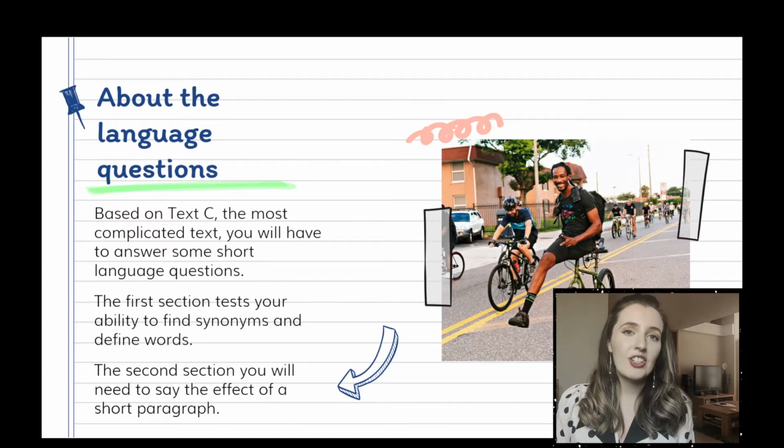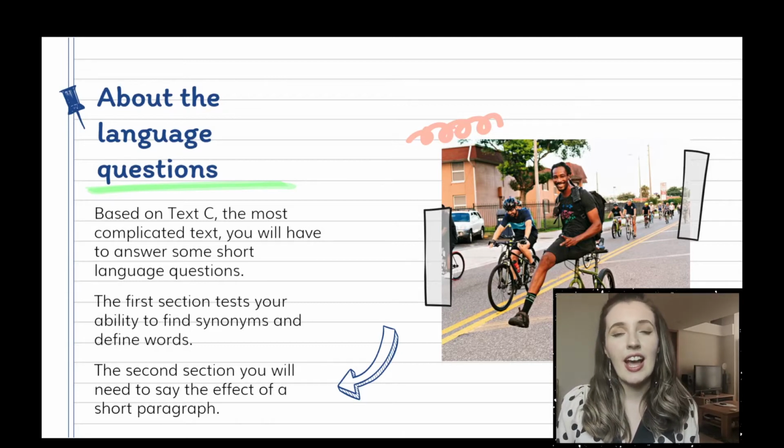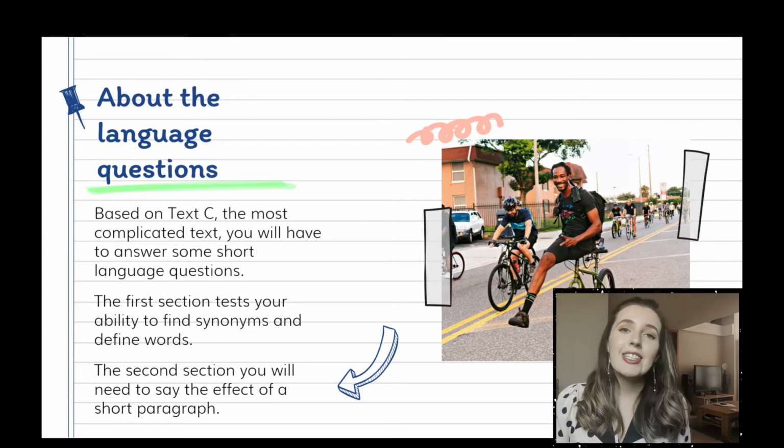The text that you'll have to read and answer the vocabulary questions on will be text C. So you'll study 3 texts, and this is text C, the third and most difficult text. You can expect that it will usually be a narrative here, something more like a story. And it will be the most difficult of the 3 texts.